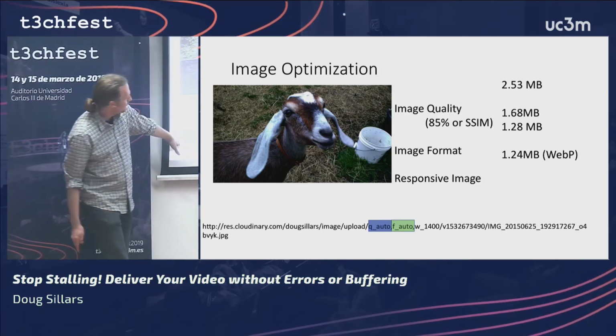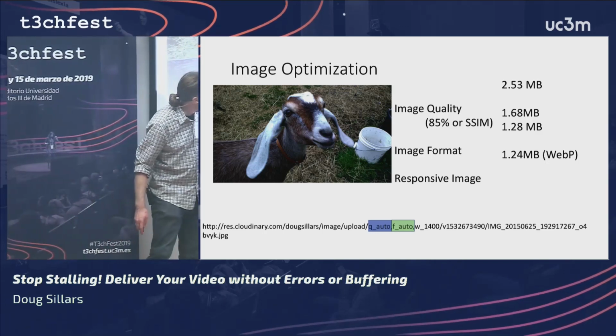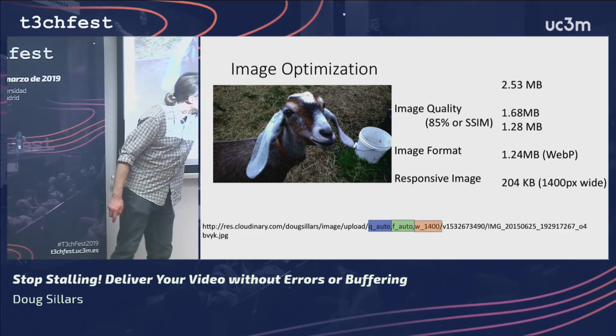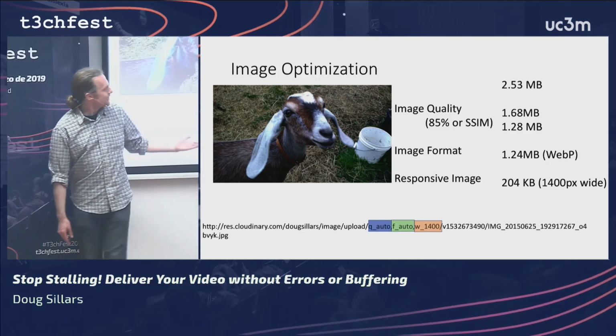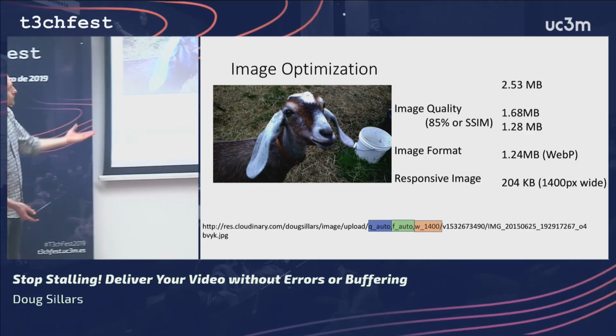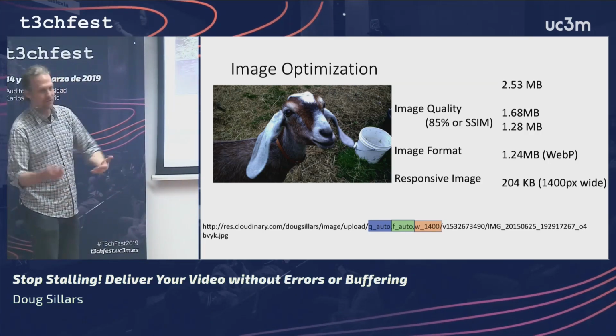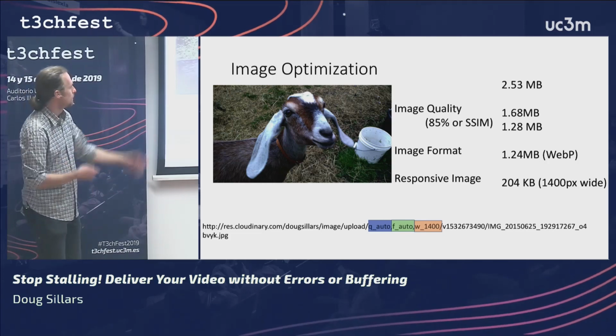And so I'm using Cloudinary here, so I just uploaded the full-size image. I changed the quality, I changed the format, I changed the width, and I take that image from 2.5 megabytes down to 204 kilobytes, which is a lot more reasonable. Probably still a little large, but we're doing a lot better.